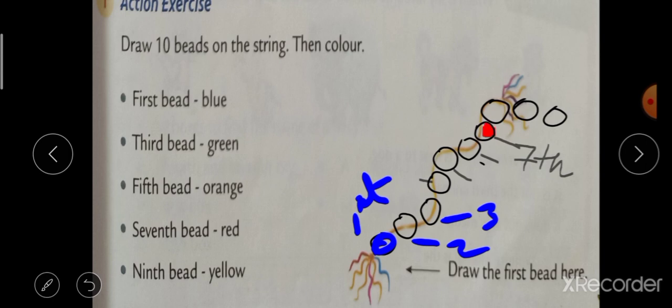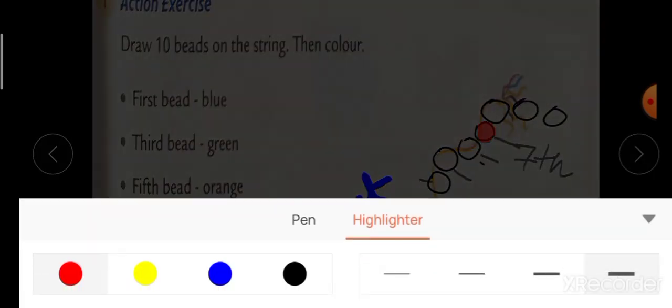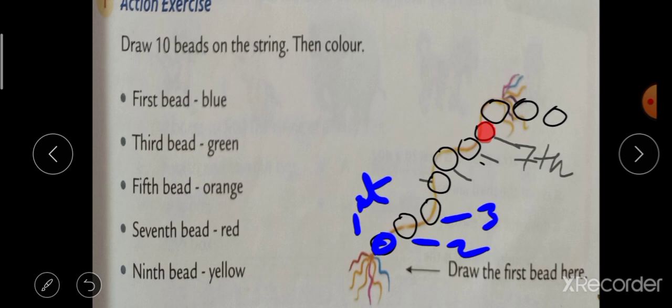Yes. Okay, then the ninth bead is yellow, which I have. Eighth and ninth. So here it is yellow. Okay, other colors I do not have.